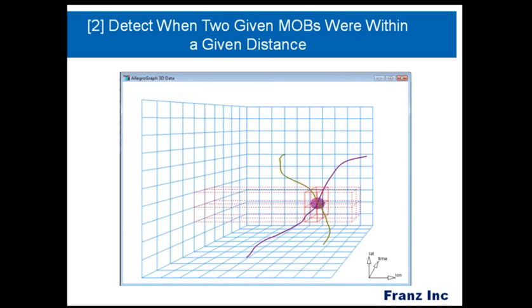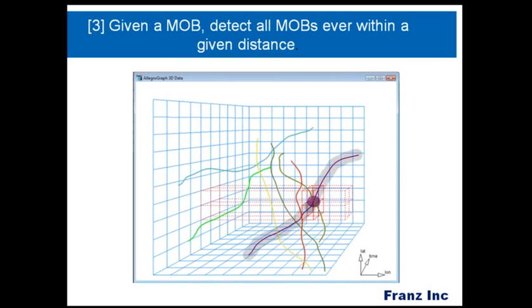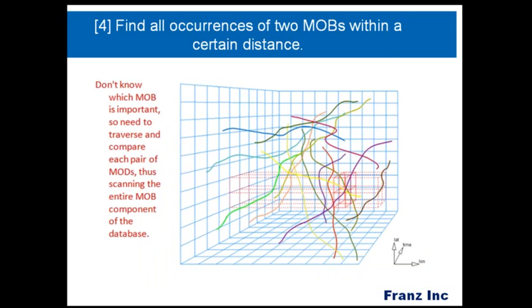But if we want to know whether 2 moving objects were within a given distance from each other, then it's already harder, because now you have to compare multiple stripes within your blocks world, and then increasingly say you have a moving object, find all the moving objects that were ever within a given distance, and then find all occurrences of 2 moving objects within a certain distance.